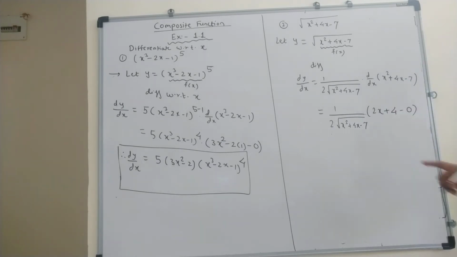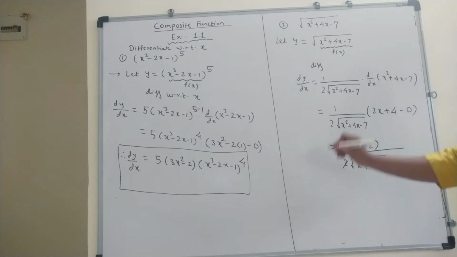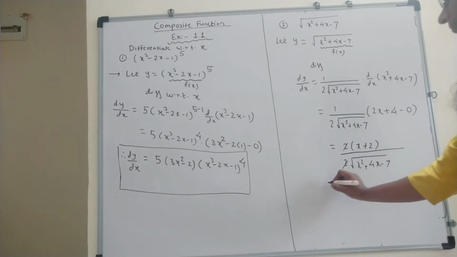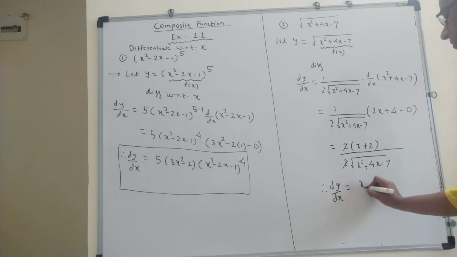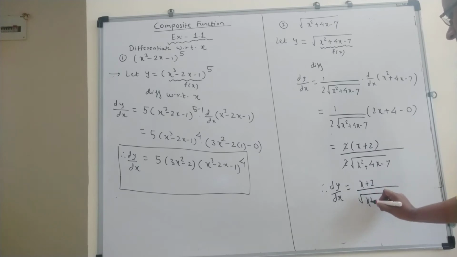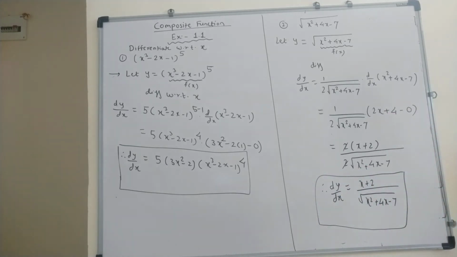Now from the numerator, you can take 2 common. So inside the bracket x plus 2 is there, divided by 2 into this root term, 2 cancels. So finally your dy by dx value is x plus 2 upon root of x square plus 4x minus 7.